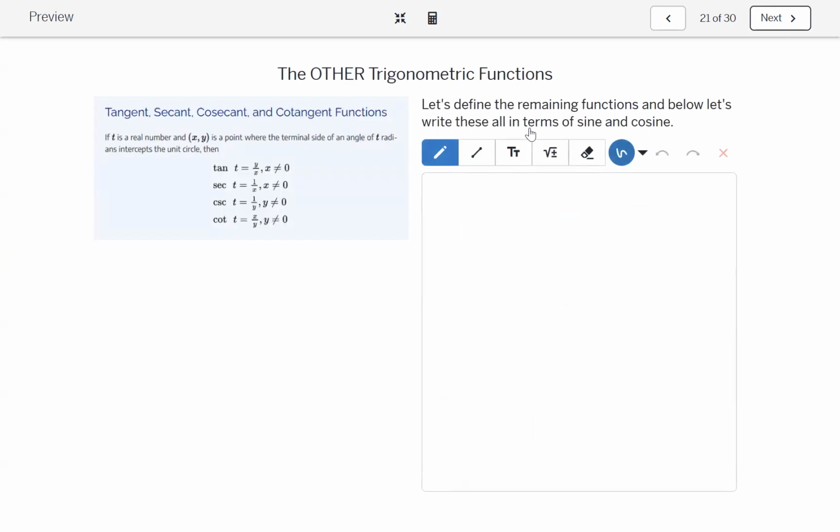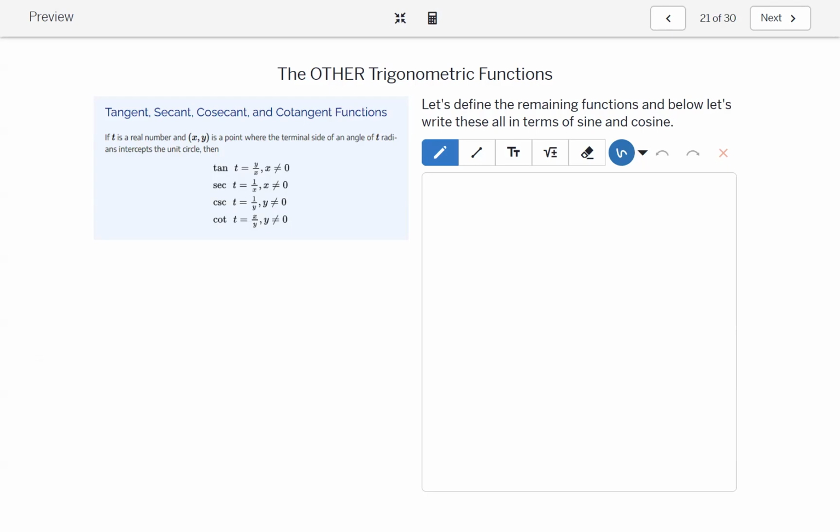So the new material, this is the second half of section 2.3, is these extra 4 trig functions. So we have tangent, secant, cosecant, and cotangent. The book likes to define these things in terms of x and y. But again, those definitions are only true when we're on the unit circle. So I prefer to define them in terms of sine and cosine, which is what the blank over here is for.